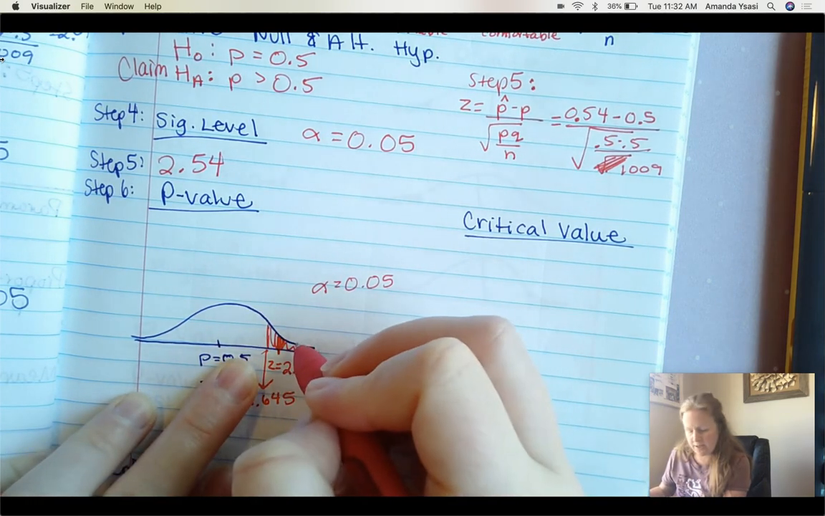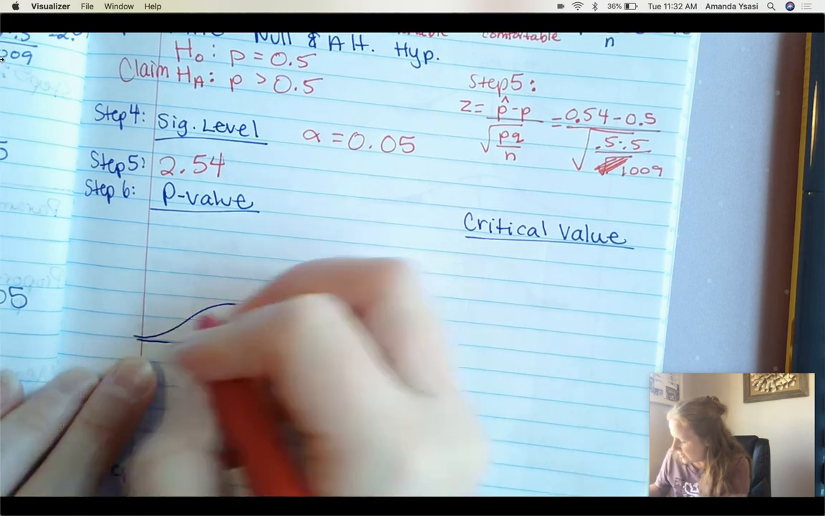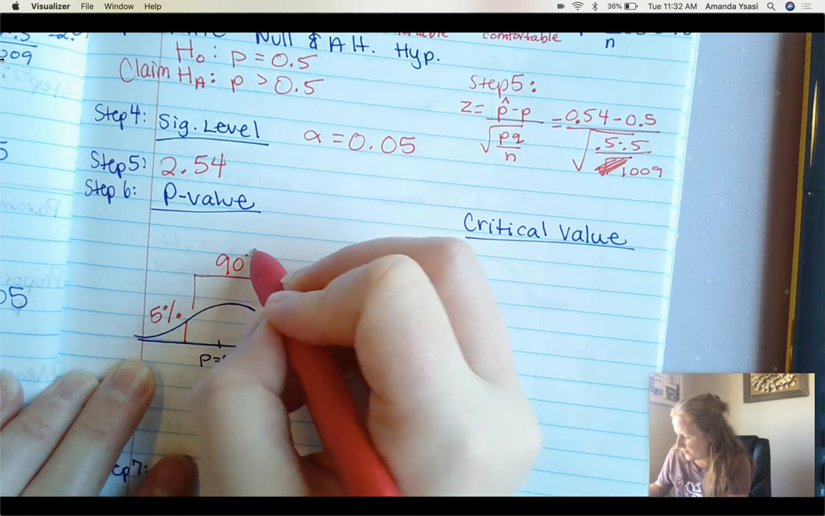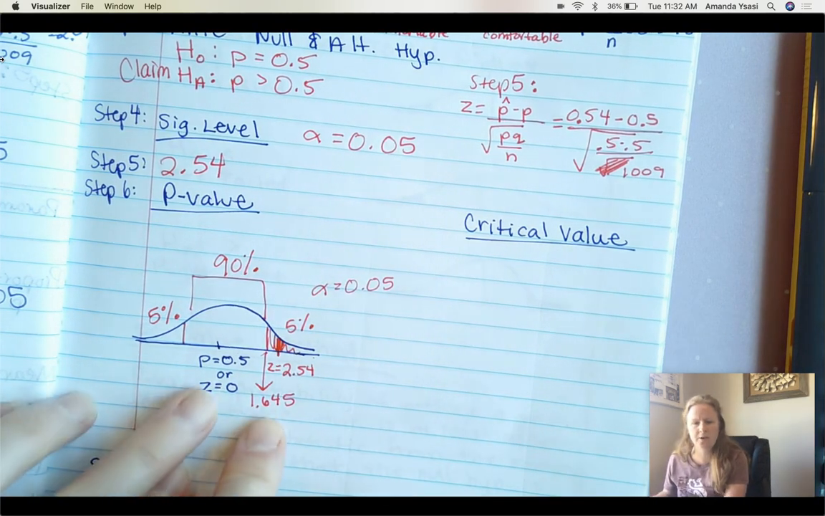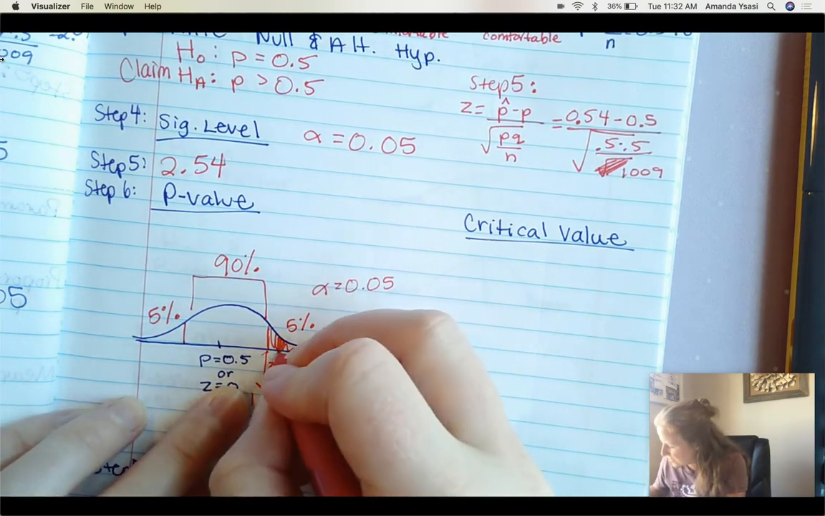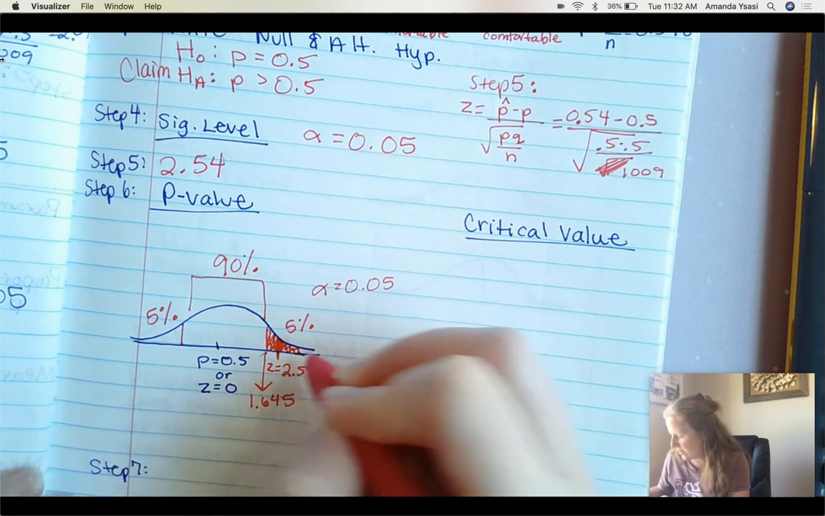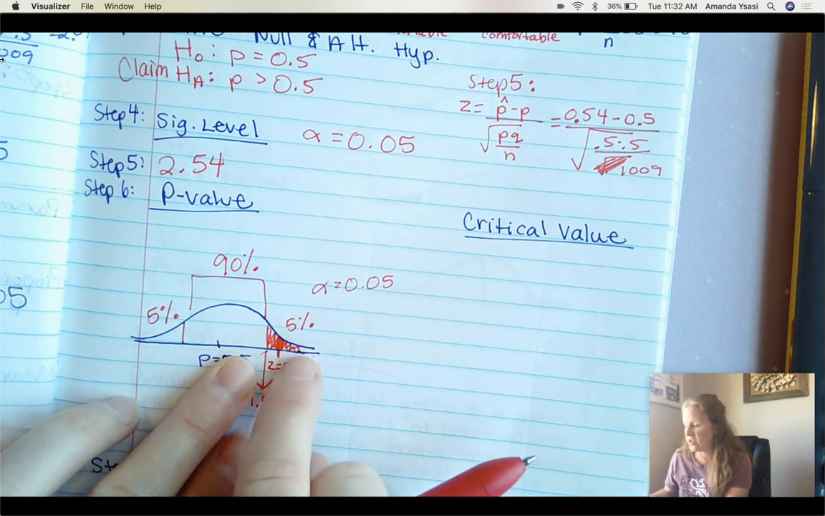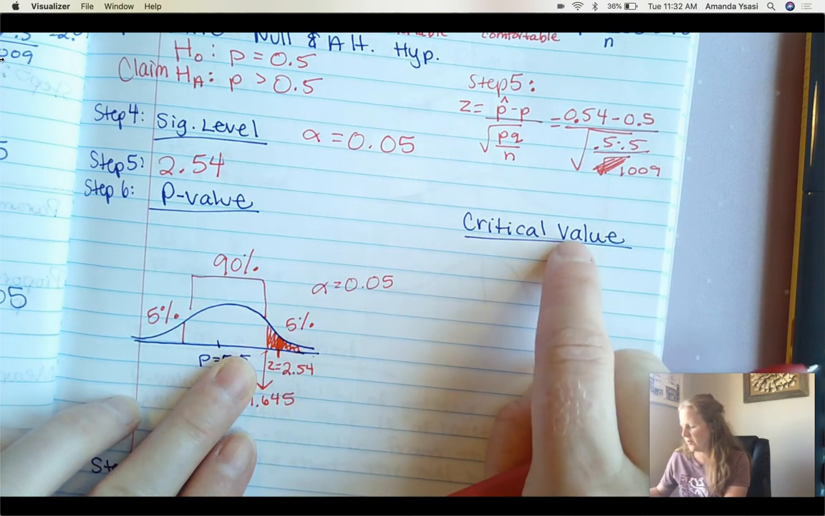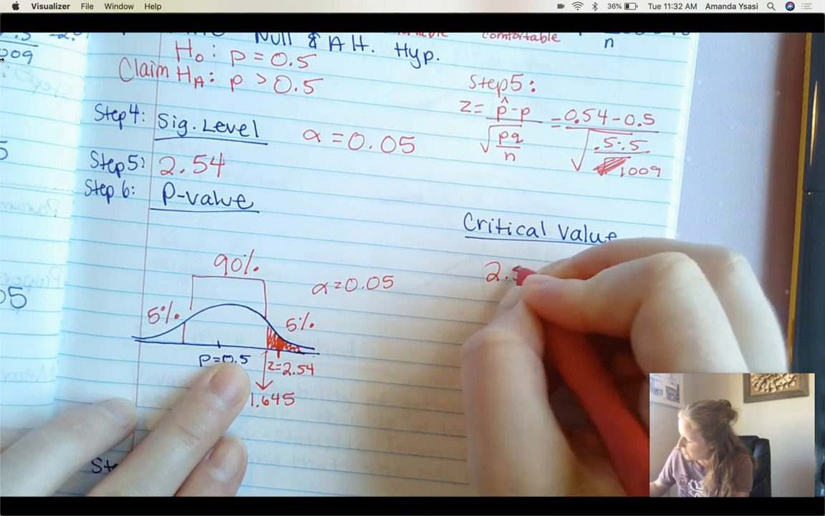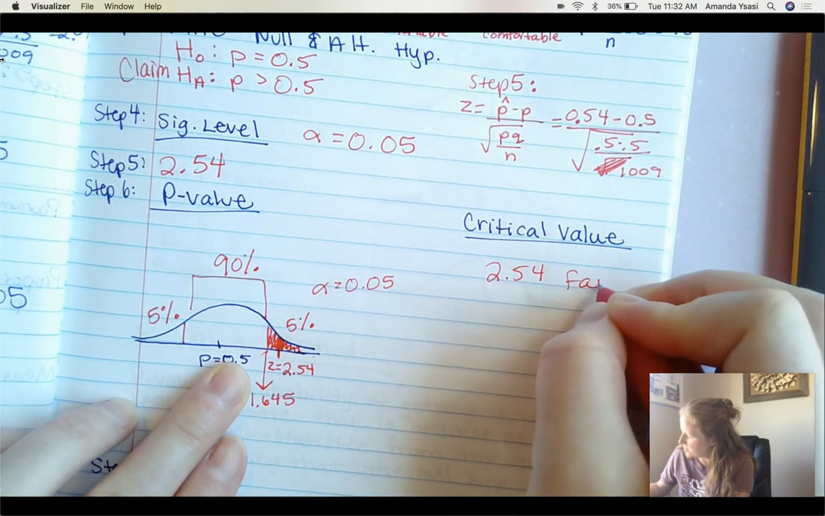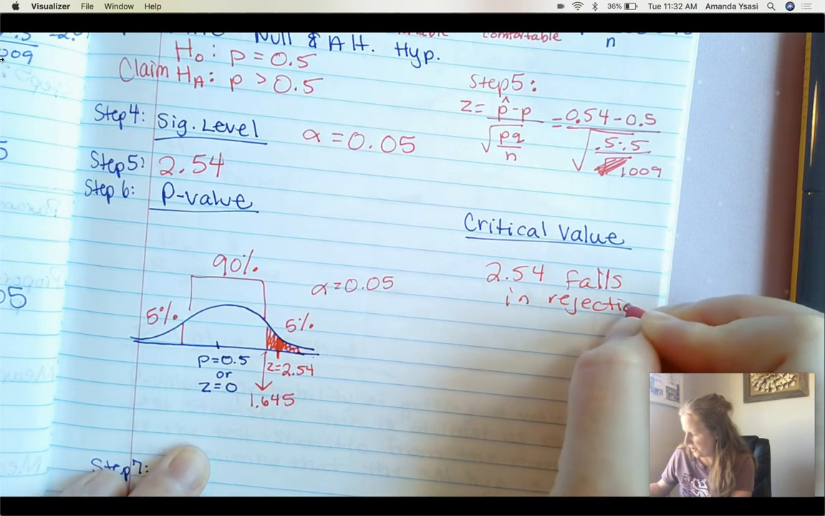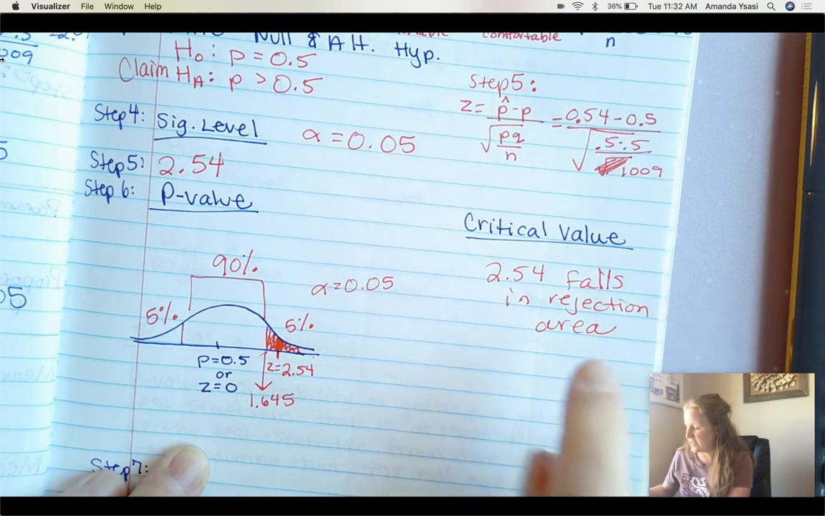Because you want 5% here, and that means 5% has to be here. So in here is your 90%. So then that's your critical value. Because this is on this side, it's in that area. If it's in that area, that's your critical area. That's your rejection area. So this is for critical value. So 2.54 falls in the rejection area because it's inside that area.